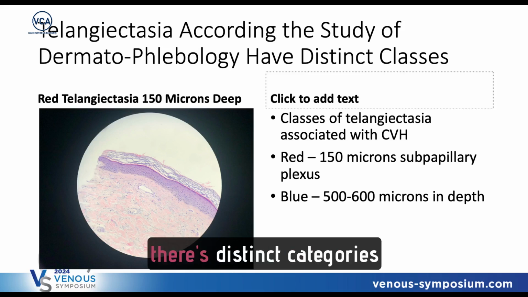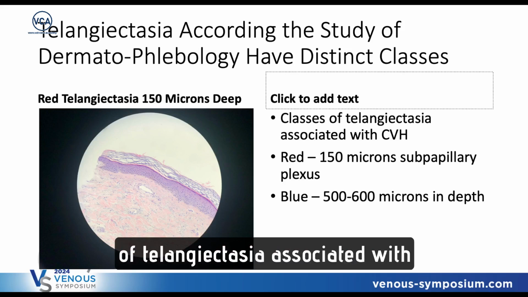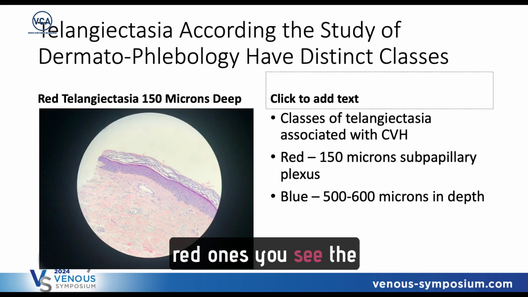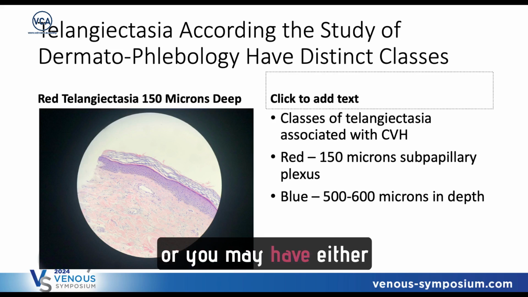So there's distinct categories of telangiectasia associated with cutaneous venous hypertension. The red ones you see are in the subpapillary plexus. The blue ones are in the dermal plexus. You may have both together or you may have either one alone.